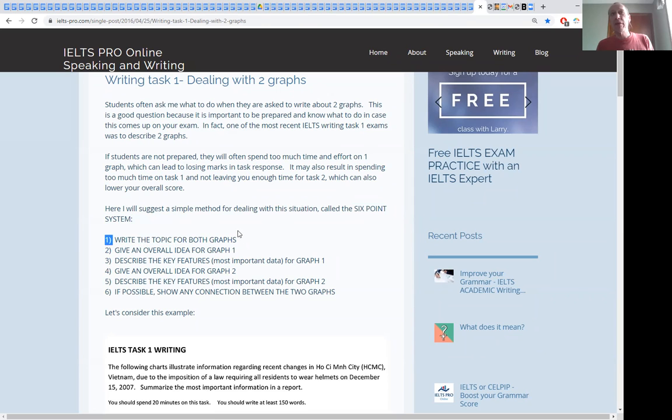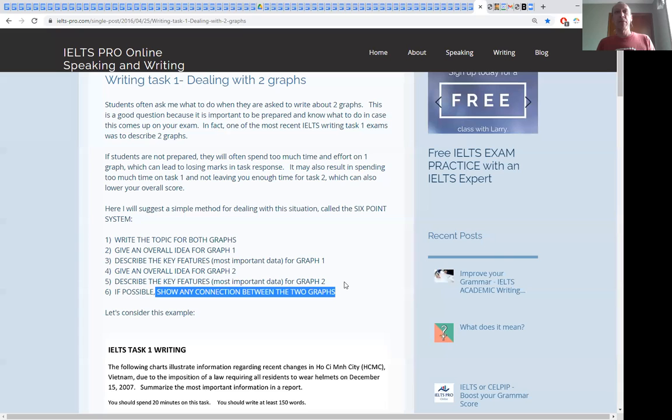First, write the topic for both graphs. Right? The pie chart shows, the table shows, or both items. Give an overview for graph 1. Describe the key features for graph 1. Then probably in the next paragraph, give an overall idea for graph 2, describe the key features for graph 2, and the final point, if there's any connection between the two graphs, you could show that probably at the end. All right.